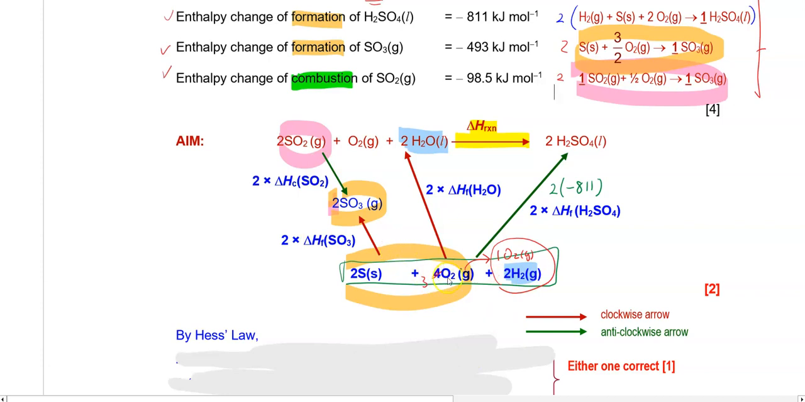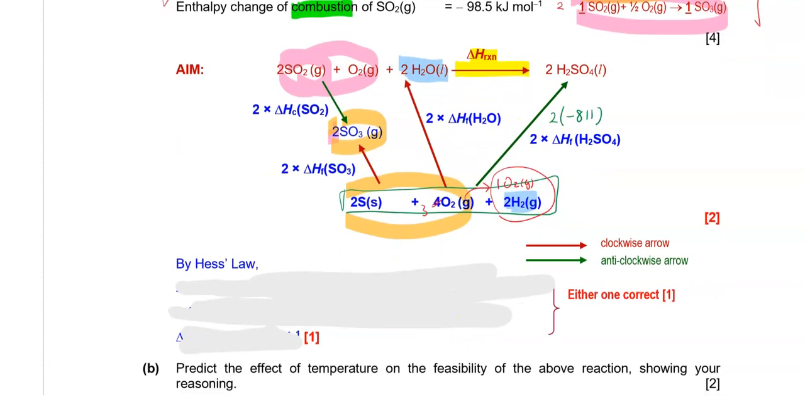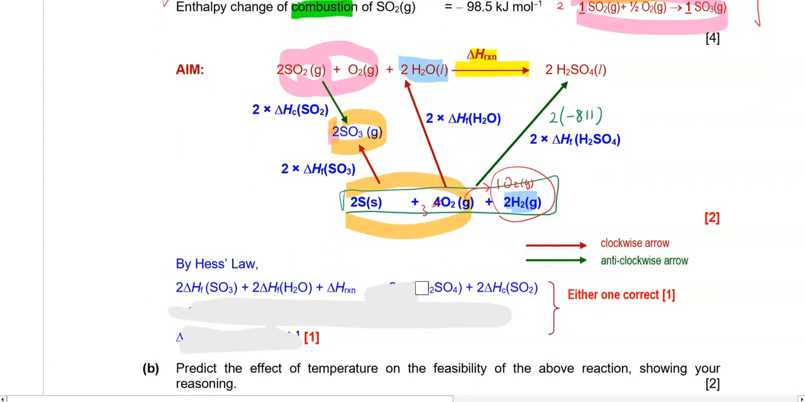You have 2 sulfur plus 3 oxygen gas to form sulfur trioxide, 2 hydrogen gas plus 1 oxygen gas to form water, and then 2 SO2 plus this O2 to form your SO3. So in terms of atoms, everything is balanced. Now it's just applying Hess's law. The red arrows are your clockwise arrows, the green arrows are your counterclockwise arrows. So apply Hess's law: the red arrows equal the green arrows.